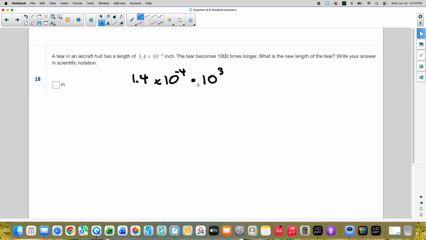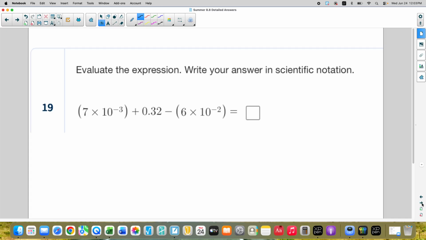Since we have like bases, that's 1.4 times 10 to the -4 plus 3, because we're multiplying like bases. That's 1.4 times 10 to the -1. That's how big the tear is. What is the new length of the tear? Write your answer in scientific notation. Yeah, that's good. Evaluate the expression.